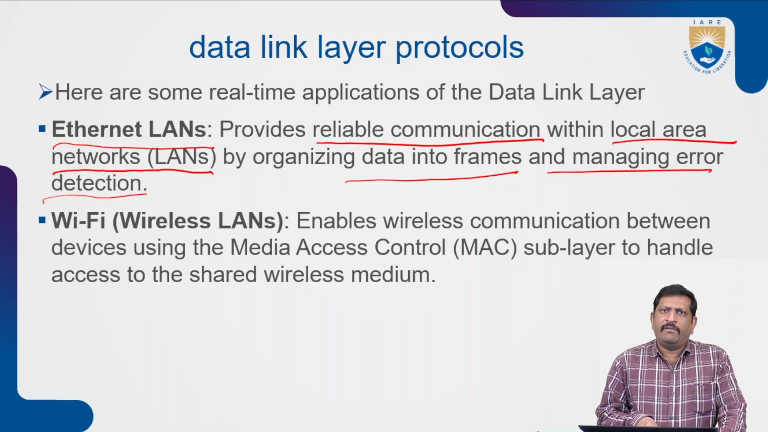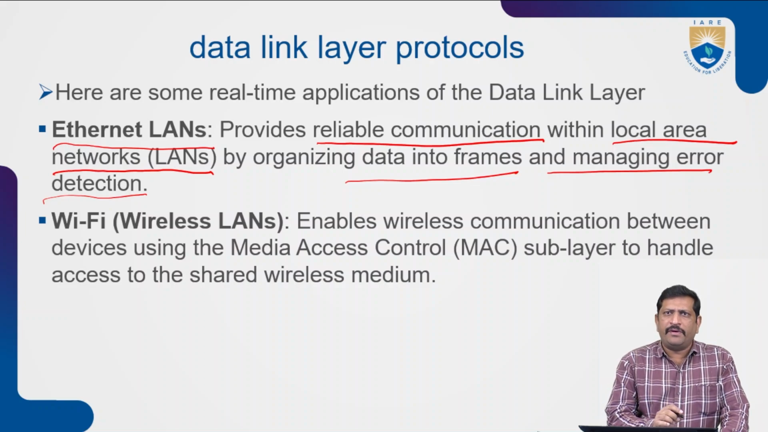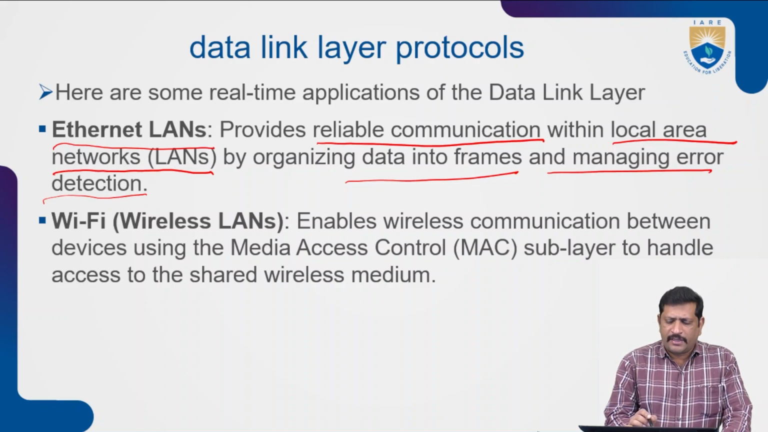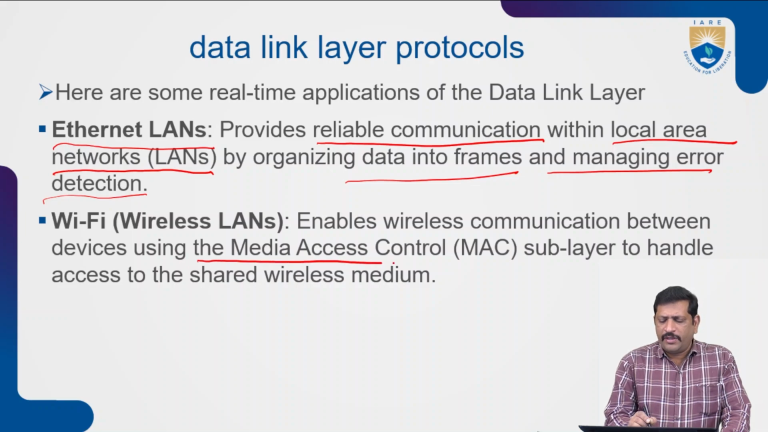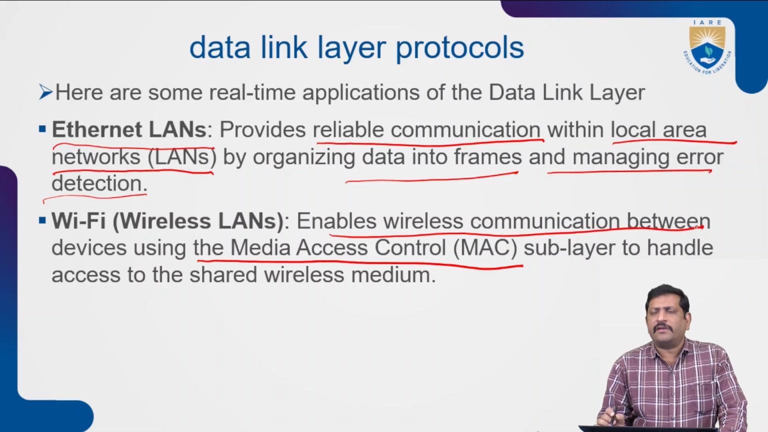Wi-Fi, wireless fidelity, is a wireless LAN. With these wireless LANs we generally provide communication without wires, without other connections. Over this wireless LAN, wireless communication between the devices is enabled using the medium access control. With the help of medium access control, wireless communication can be done.